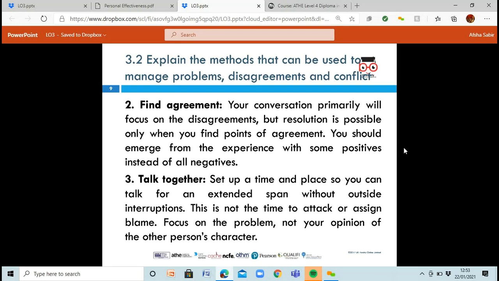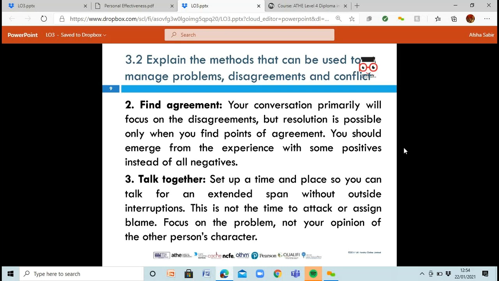And another thing is to talk together. This is the best thing. So set up a time and a place where you can actually talk without any interruptions, because you want to focus on what the issue is and you want to get down to the root of the problem. So if you're able to talk with the team or talk with the person that there's a problem going on with, and you're not getting interrupted, you've got your full attention to it, then you're able to solve this issue, or you're able to work towards solving the issue.